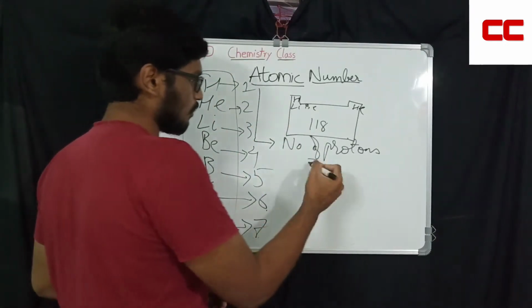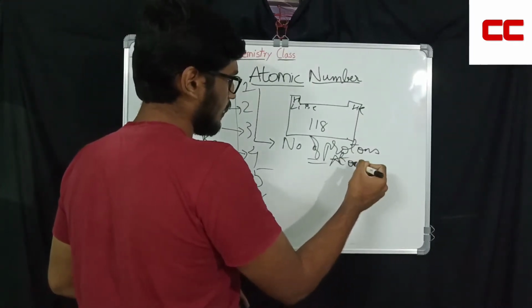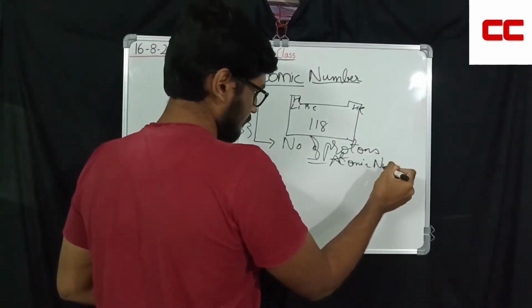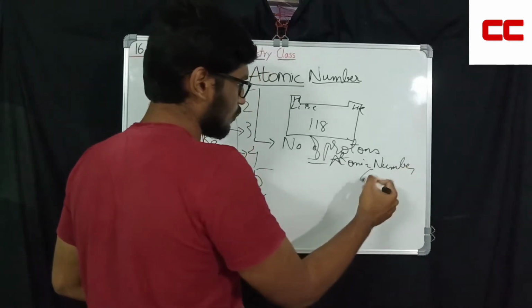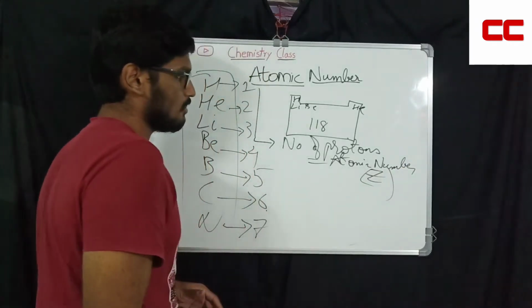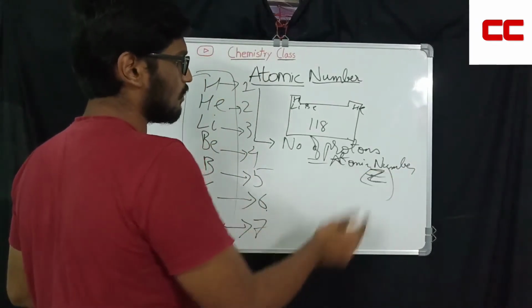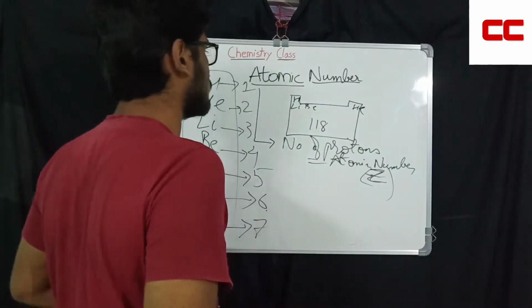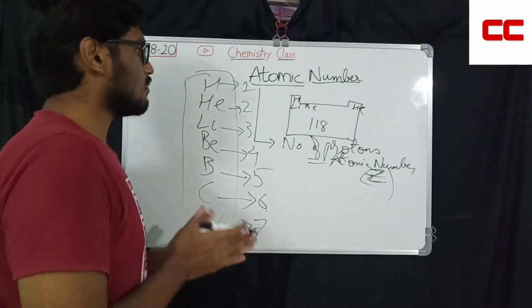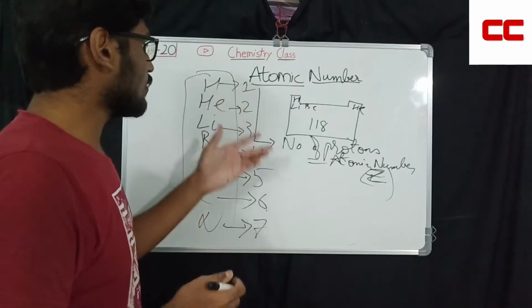So the number of protons is equal to the atomic number, and you have to remember that atomic number is denoted by Z, capital Z. Atomic number is denoted by capital Z. So that's all you have to know about atomic number.